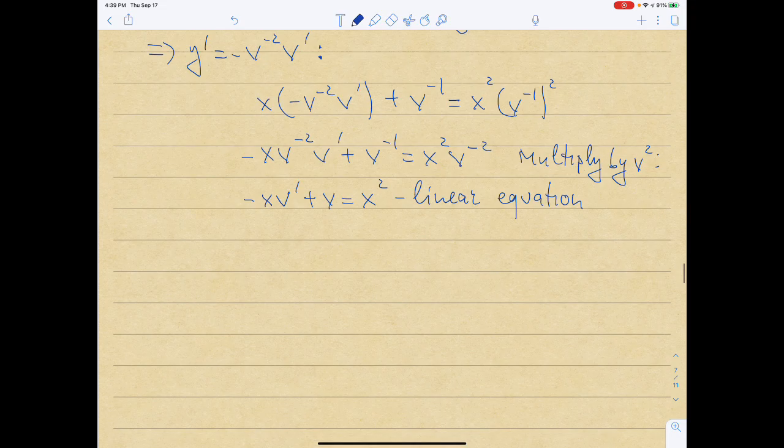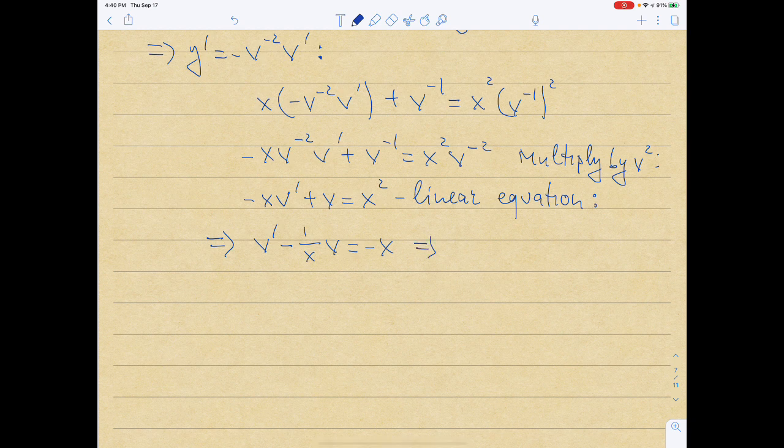And if it's a linear equation, then we can use integrating factor. But actually, before we use integrating factor, we need to write the equation in the standard form. So I divide everything by minus x to get v prime minus 1 over x v equal to minus x, because x squared over minus x is minus x.